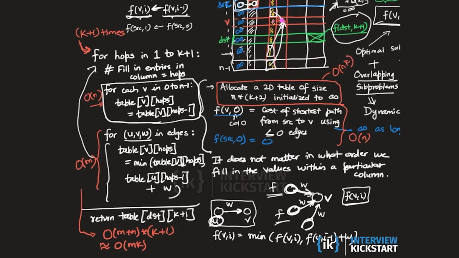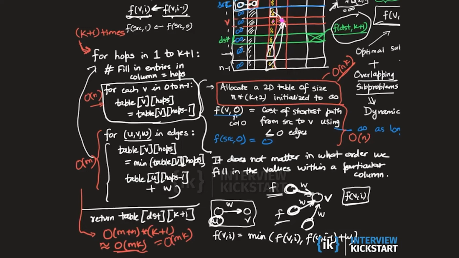Right, so order n times k plus order m times k is basically order m times k, since in general m is going to be larger than n. Otherwise we could write it as order m plus n times k if we wanted to, but let's say it's order m times k. So that's the overall time complexity.